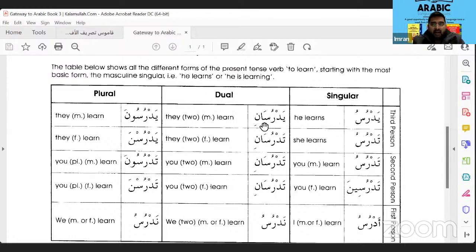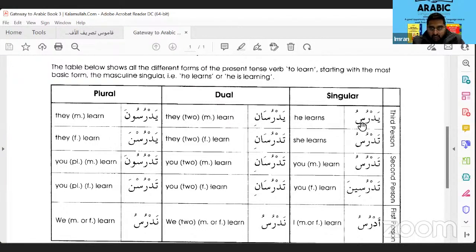Now, do you remember yesterday when I was teaching you dual? Again, when we make the dual for the present tense, we add the alif and the noon with a kasra, and the seen which had a dhamma in the singular, for the suitability of the alif, is a fatha. So yadrusu will change to yadrusani. Yadrusani means they two male learn.